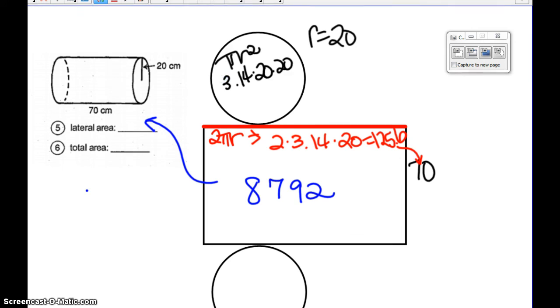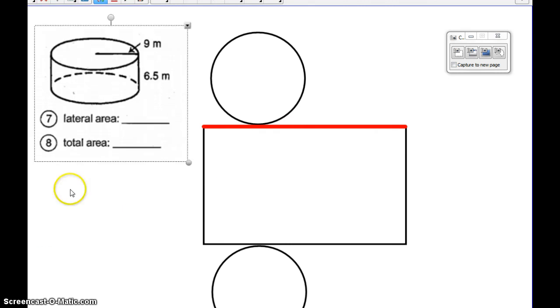So this is 1,256. If this one's 1,256, there we go. What do you do with these three numbers? That is going to be your total area. So you take care of that on your own. All right? We're going to do one more.